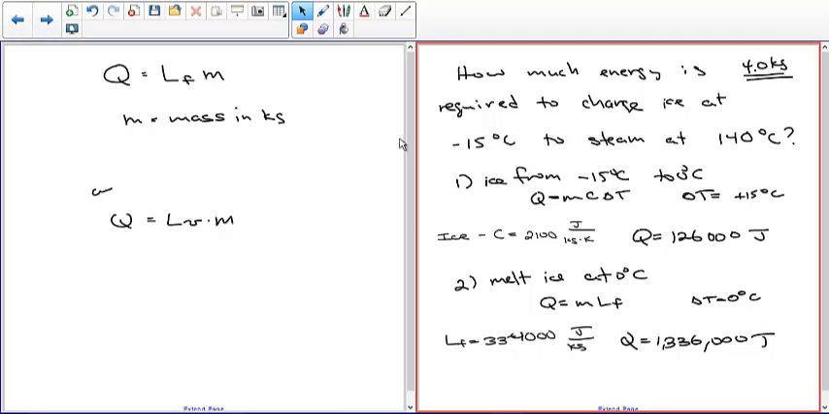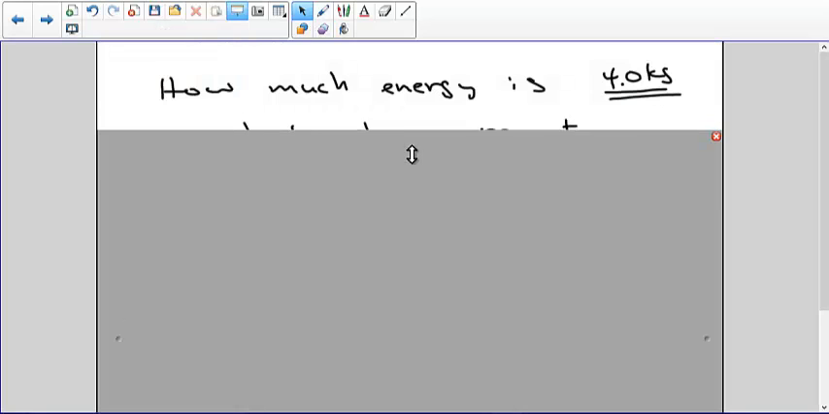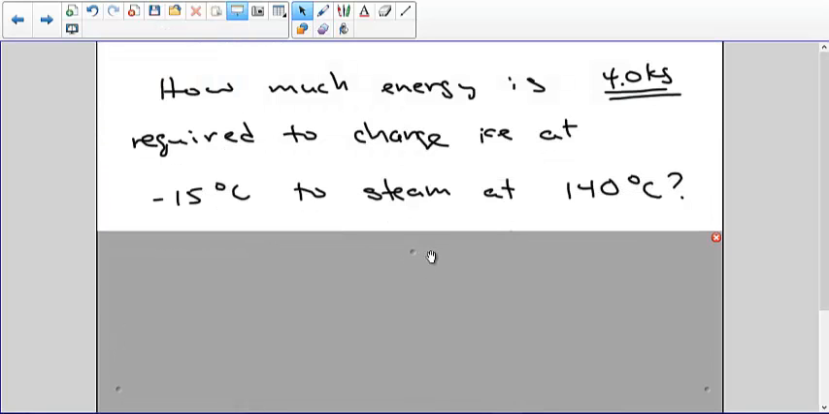Okay, so let me put this on one screen. How much energy is required? This is for 4 kilograms. When I wrote this up, I forgot to tell you how much mass it was. How much energy is required to change ice at negative 15 degrees C to steam at 140 degrees C? So the ice is below the freezing point and the steam is above the boiling point.